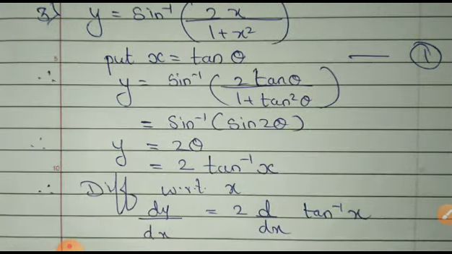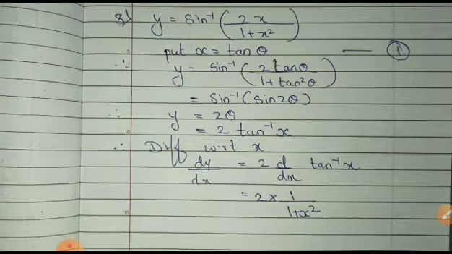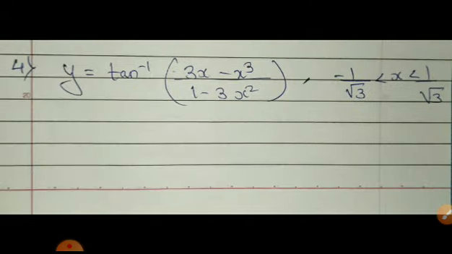Now take the derivative. You'll get dy by dx equal to 2 d by dx of tan inverse x. What is the derivative of tan inverse x? Yes, it is 1 by 1 plus x square. So the answer I'll get is 2 by 1 plus x square. Is that clear? Okay. Next, we should find the derivative of tan inverse of 3x minus x cube by 1 minus 3x square.